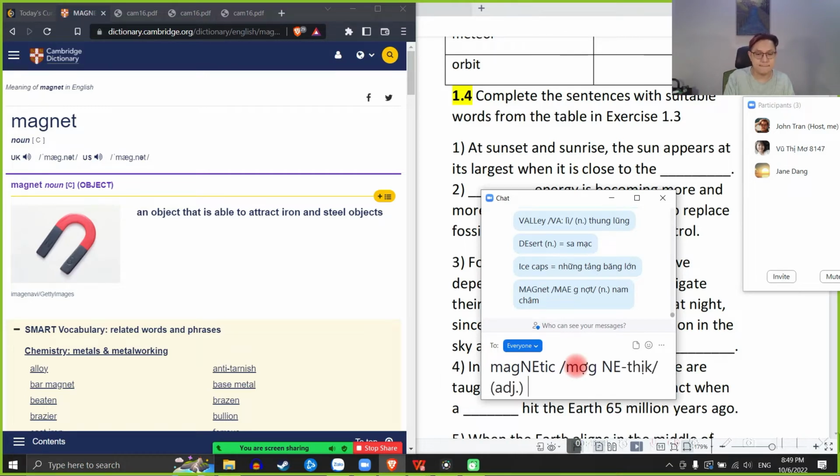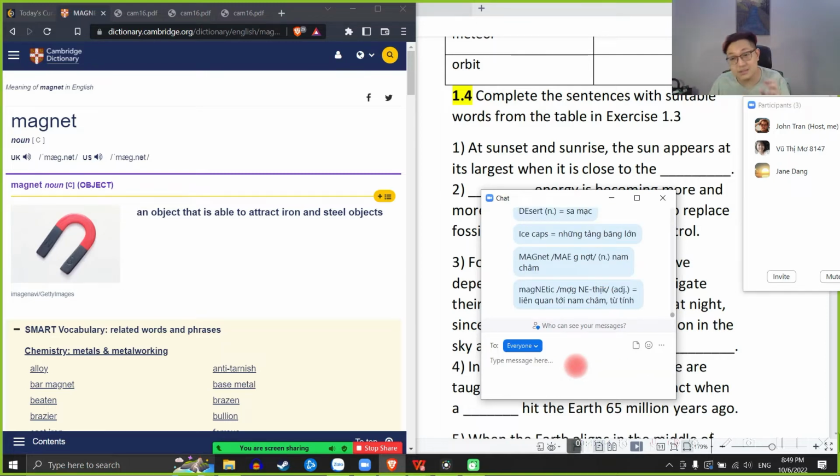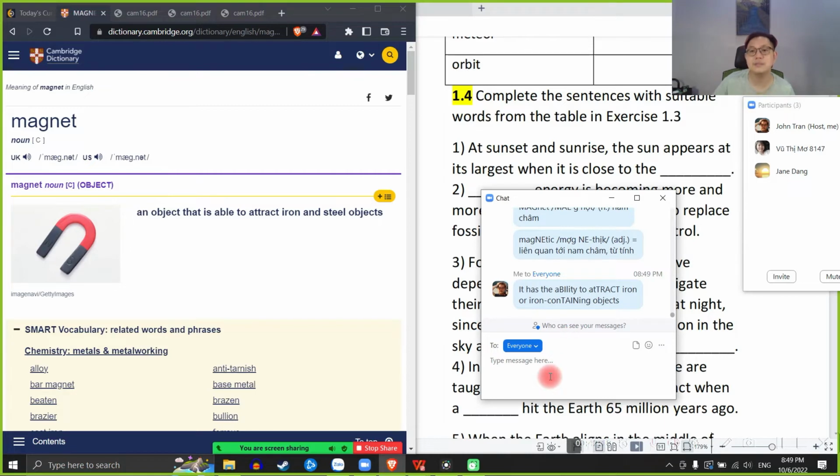It's magnetic. Liên quan tới nam châm. Hoặc là nó có nghĩa là từ tính. Nam châm là đương nhiên nó có từ tính rồi. So if you have a magnet, it has the ability to attract iron or iron containing objects. Nó có khả năng hút sắt hoặc là những cái thứ mà nó chứa sắt trong đó.